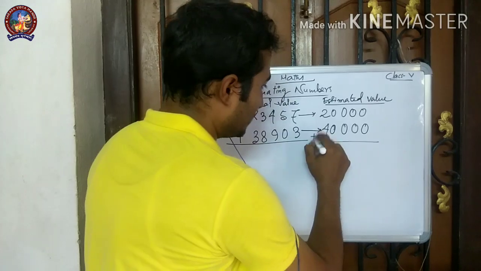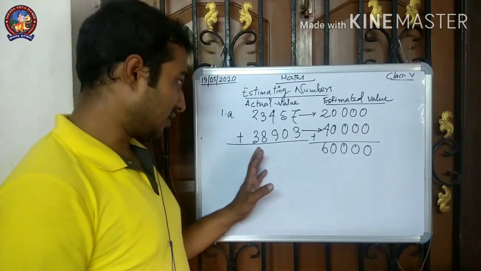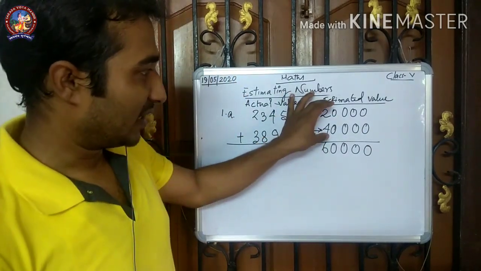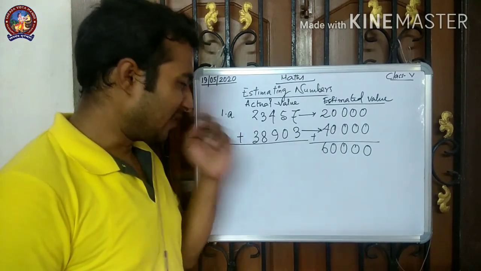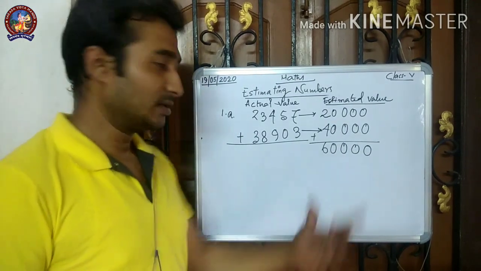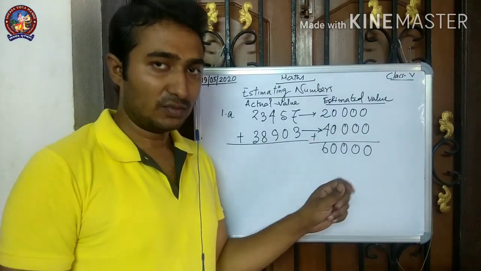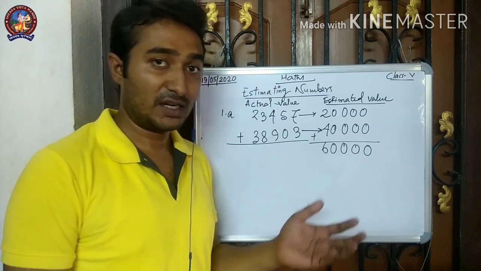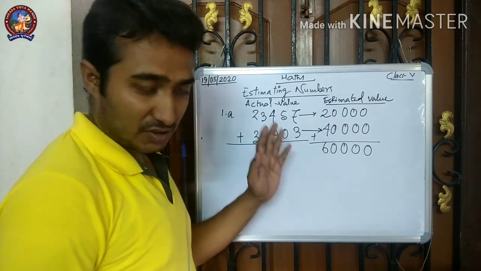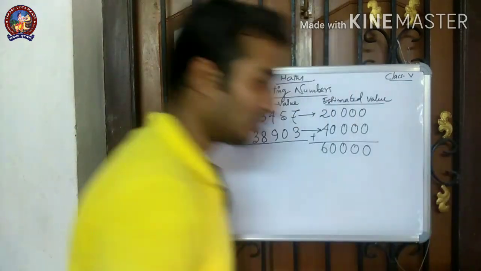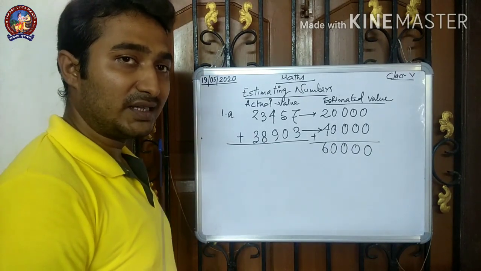Now do the addition. So that is 6, 0, 0, 0, 0. So this calculation, you see how easy it is compared to the original one. Okay, and we roughly got the answer. So this is the use of estimation: to quickly get a rough value instead of an actual value. Okay, so this is the process of addition. Similarly subtraction is also the same.